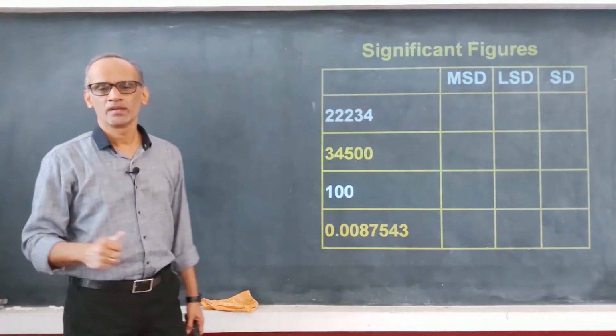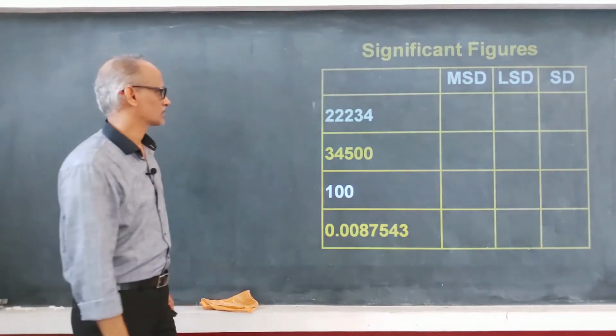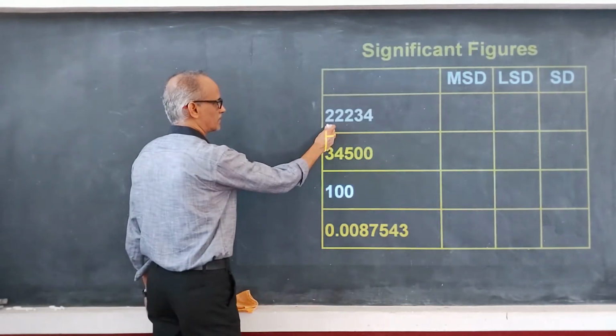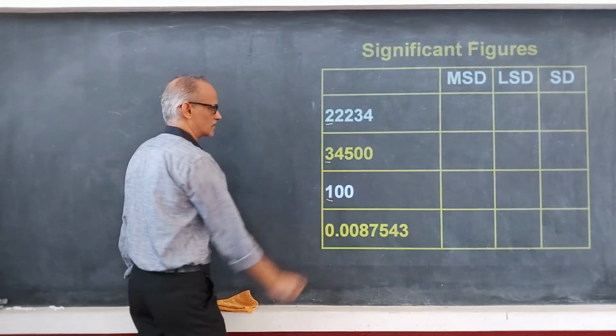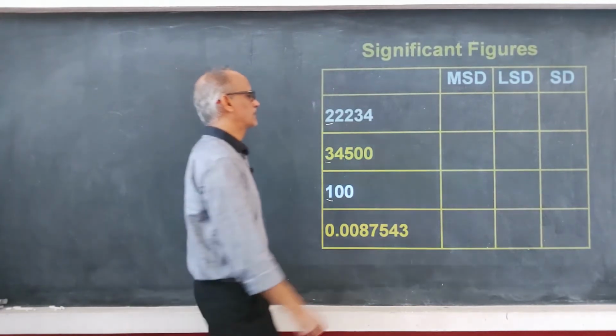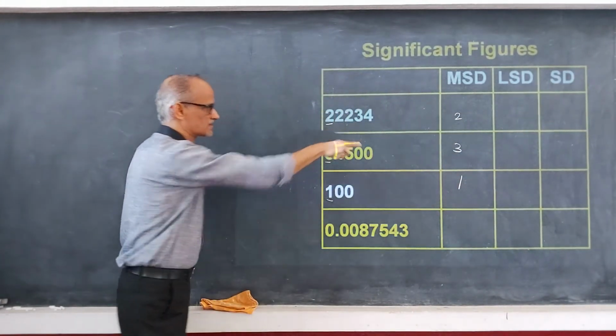What is the rule? In a non-decimal, the first digit is the most significant digit. This is the most, this is the most, this is the most. It's 2, 3, 1. I will write here 2, 3, 1. That's the most.